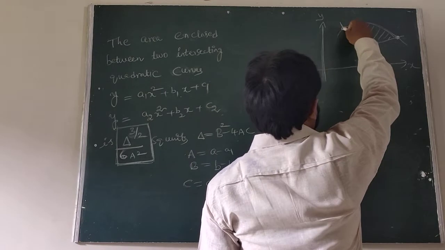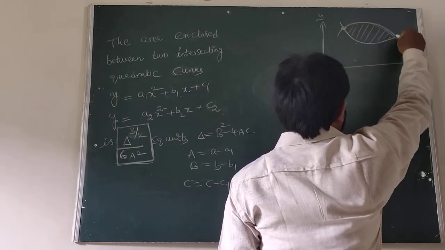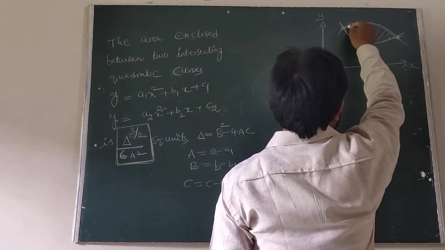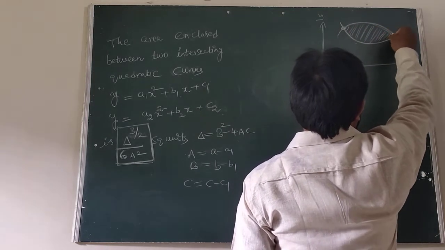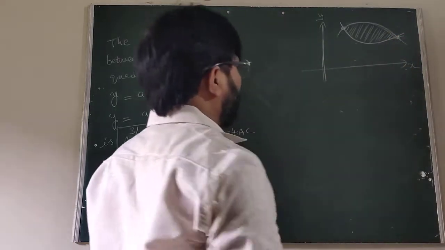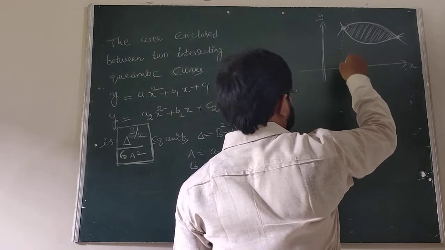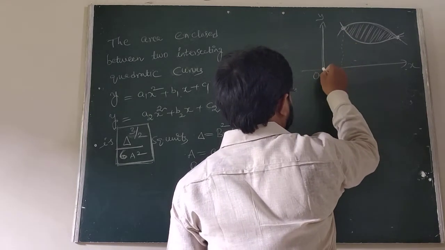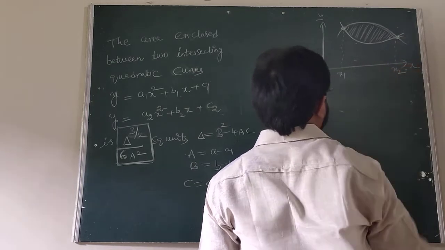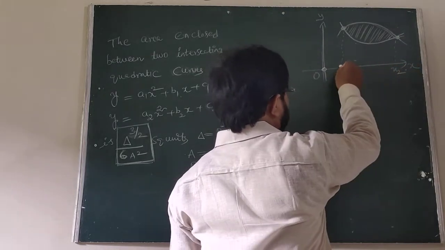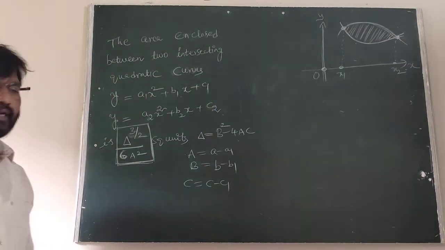Therefore, when the curves are intersecting, this area, all of you listen here. Now we have to find this area. This is x1. This is x2. Is it clear or not? Here x equal to x1, this is x equal to x2. How to find the area?